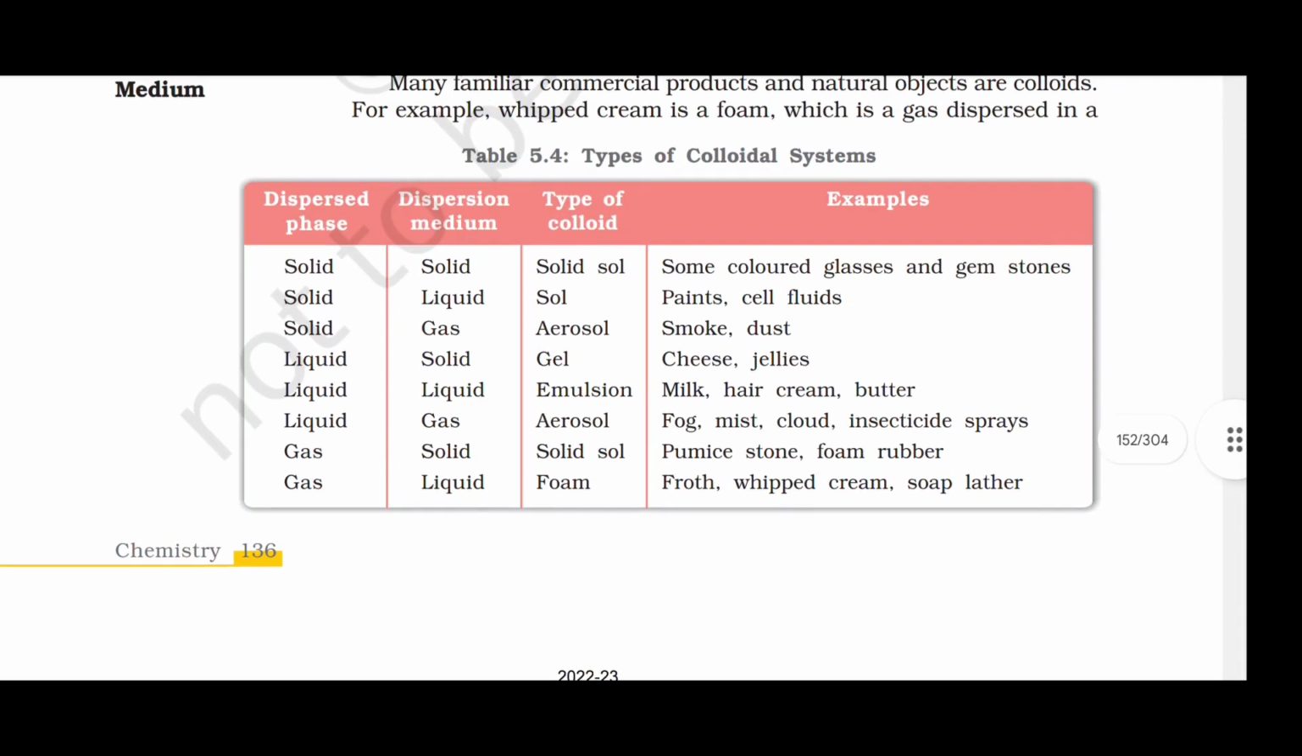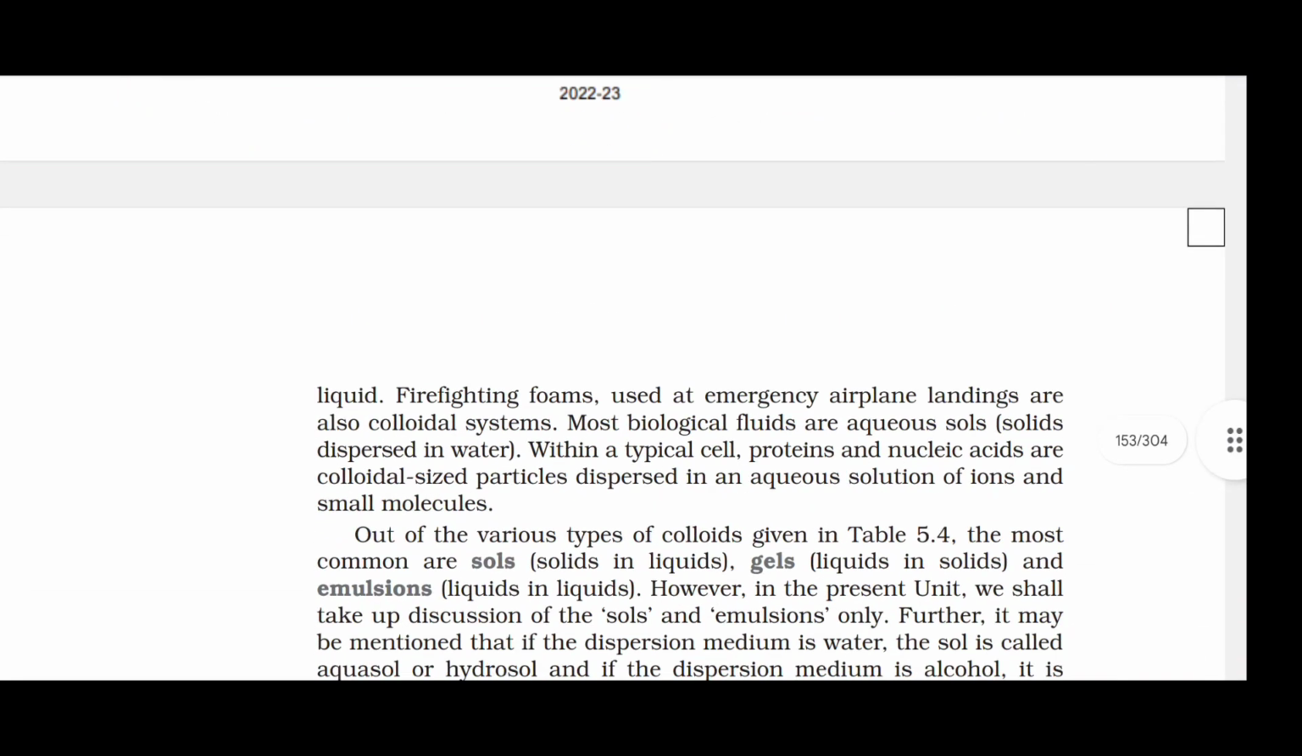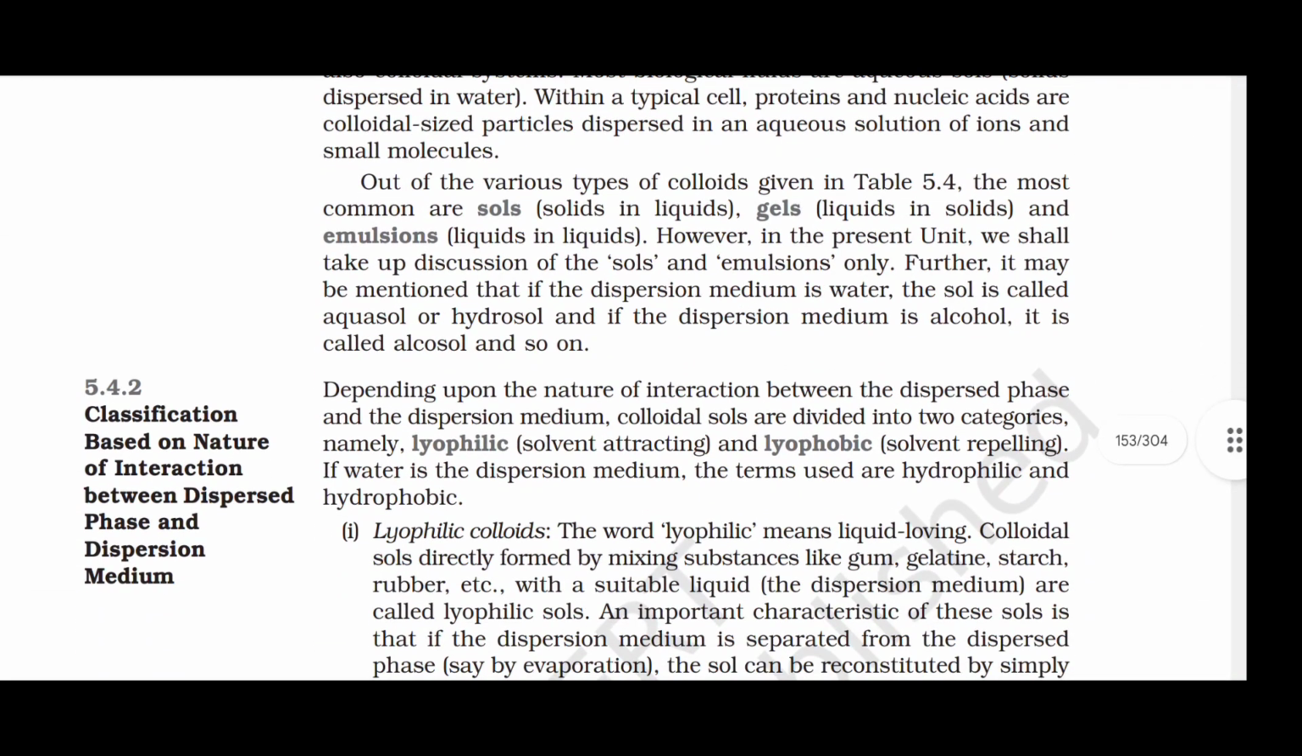So here you can see the table of types of colloidal systems. You can just go through the table to see what the dispersed phase is, which is the dispersion medium, and what is the type of colloid that is formed. And there are certain examples also given. So just go through the table for a better understanding.